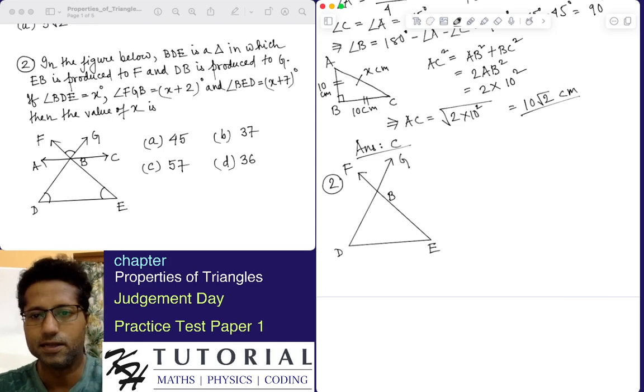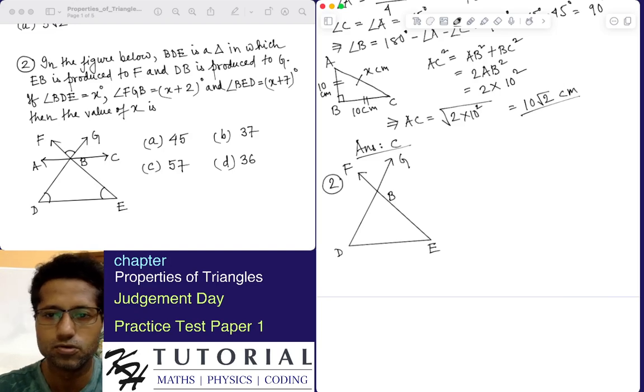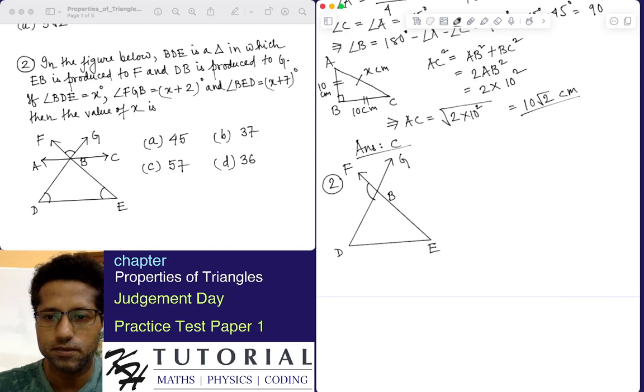Remember that when a side is extended, an exterior angle is formed. So when the side EB of the triangle BDE is produced to F, this exterior angle is formed. And when the side BD was produced to G, this exterior angle was formed. Now we produce DB to G and EB to F.